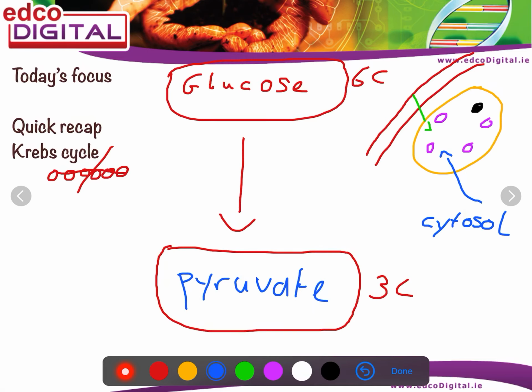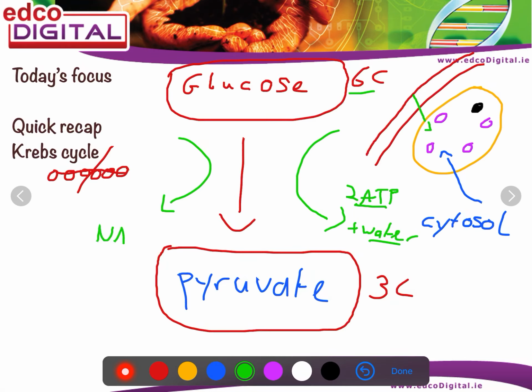Pyruvate. Now that just doesn't happen by magic. What needs to happen is energy needs to be released, because we're breaking down glucose, which can give us some energy. So what is released is 2 ATPs. Considering we make millions of these, 10 million a second, this isn't a lot of energy, but it's a small amount. So 2 ATPs and water. Remember, water is a waste product of respiration. We breathe it out in our water vapor. On the other side here, we also have NADH, which is also released.